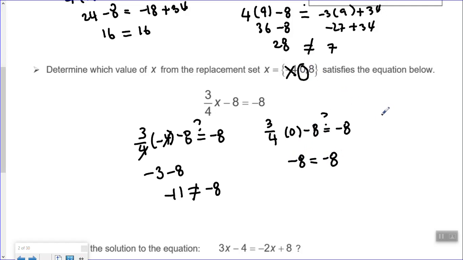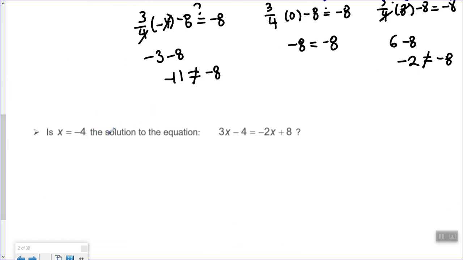And let's plug 8. 3 over 4 times 8 minus 8. Is this equal to negative 8? 8 can be divided by 4 as 2. So 3 times 2 is 6 minus 8. Negative 2. Is this equal to negative 8? No, so 8 is not the answer.